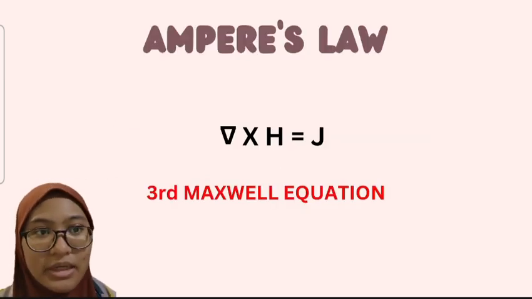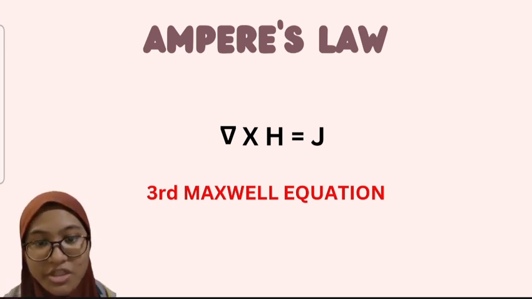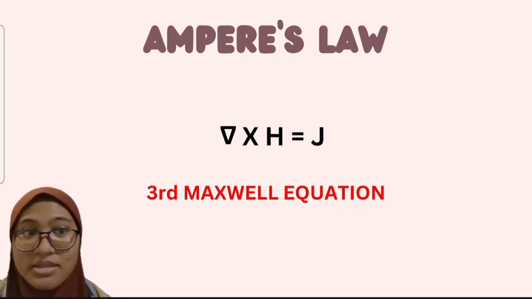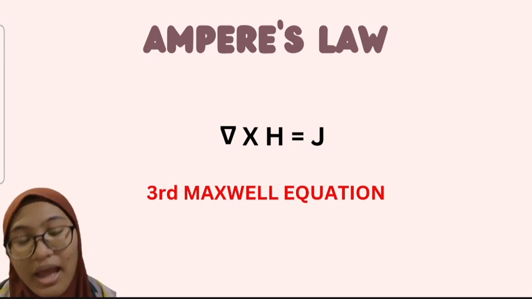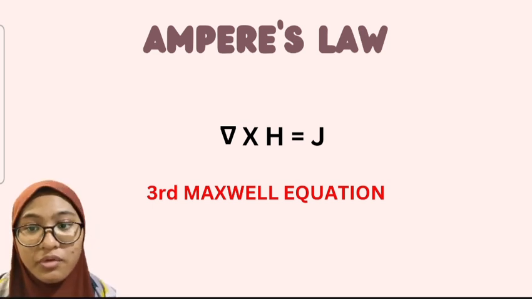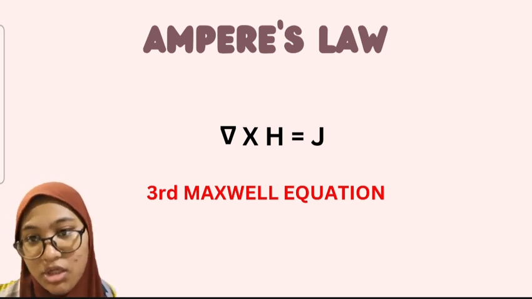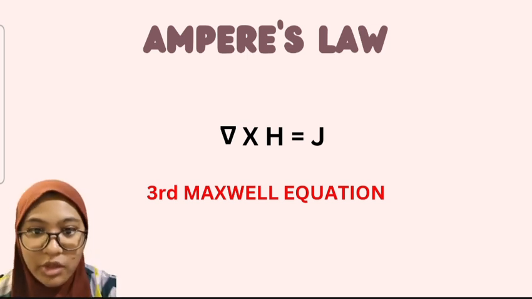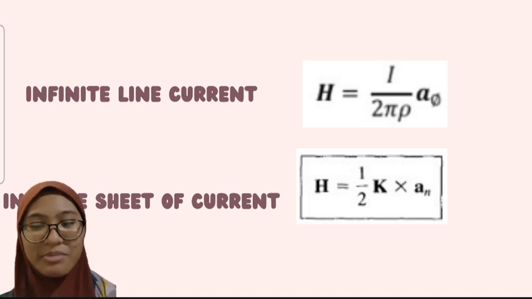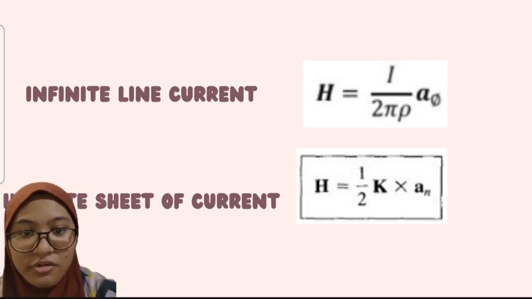Next, Ampere's law. Ampere's circuital law states that the line integral of the tangential component of H around a closed path is the same as the net current enclosed by the path. In Ampere's law, we will also find the equation del cross H equals J, which is the third Maxwell equation. Ampere's law can be applied in situations like infinite line current and infinite sheet of current. So here is the formula.